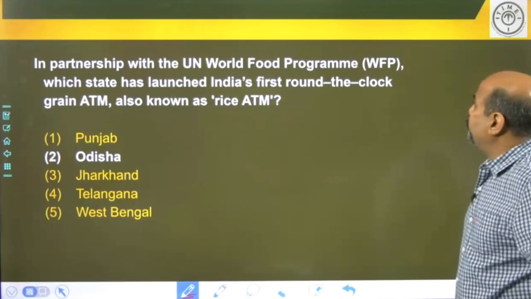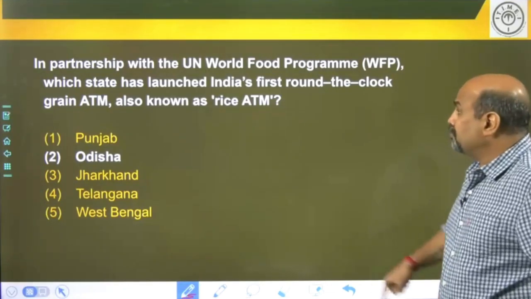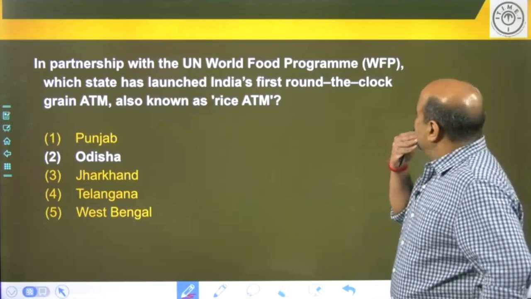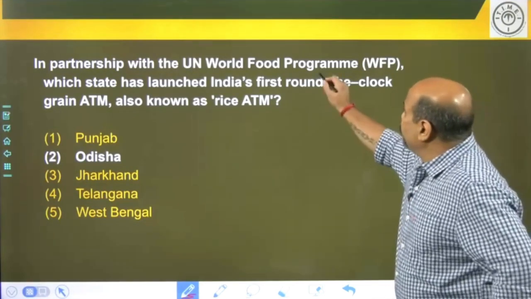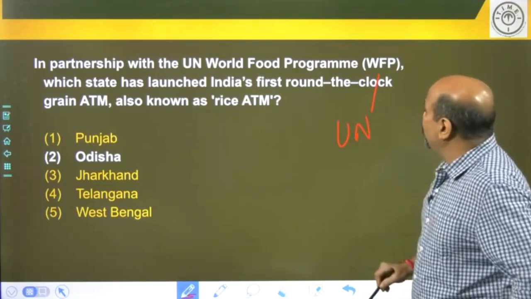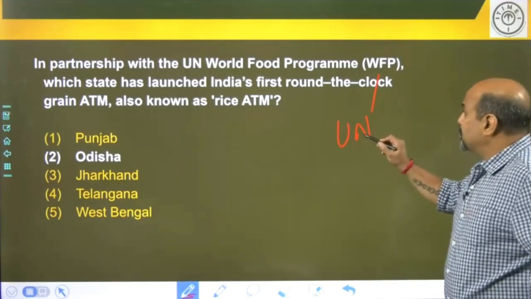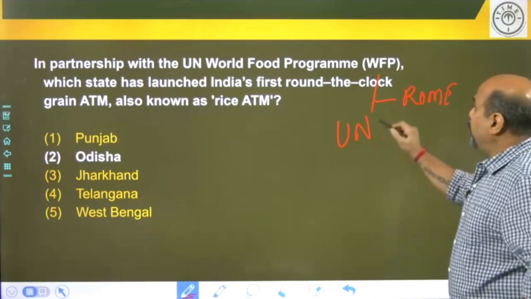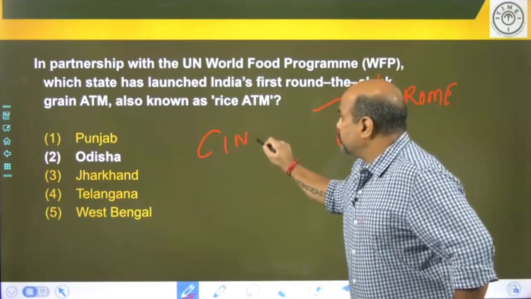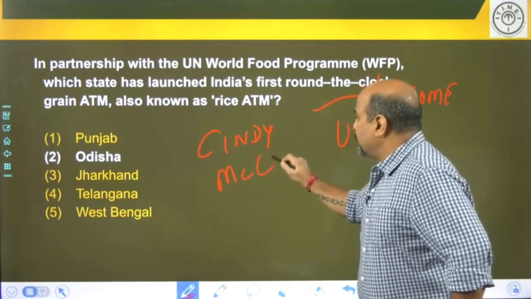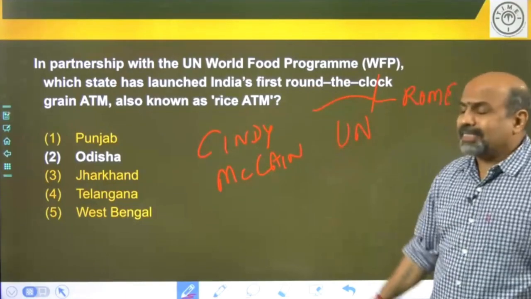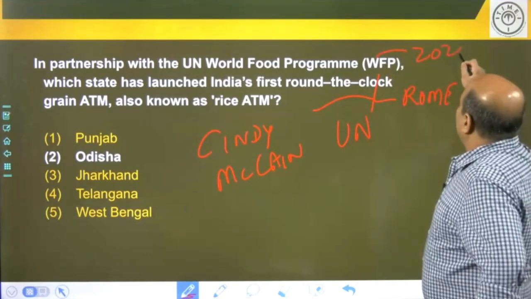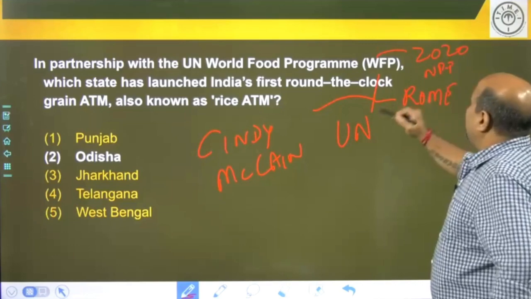In partnership with the UN World Food Programme, which state has launched India's first grain ATM, or what we call rice ATM, because it is a rice eating state? Odisha, of course, and World Food Programme is a UN specialized agency. It's headquartered in Rome, the capital of Italy, and it's headed by Cindy McCain. The Director General of World Food Programme is Cindy McCain of the US. And the World Food Programme had won the 2020 Nobel Peace Prize.